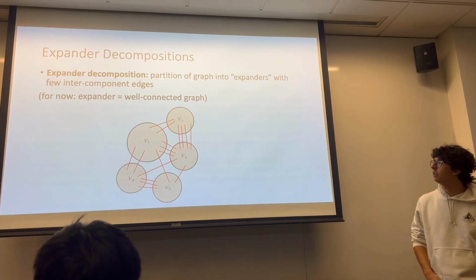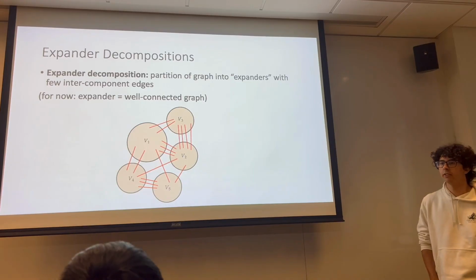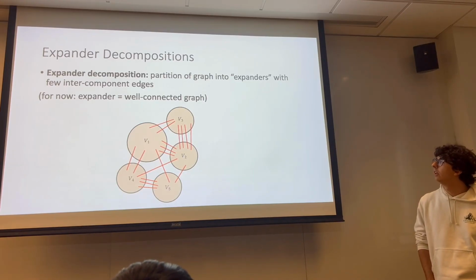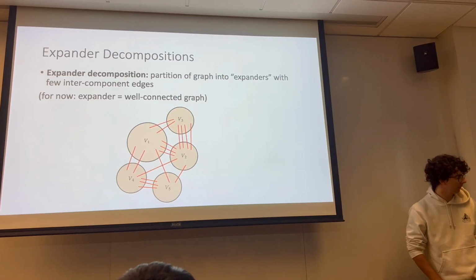So the graph is split into components V1 through V5. They're colored orange here to mean that they're expanders. I'll use orange for expanders in this talk. And there's sort of few intercluster edges between them marked in red there.